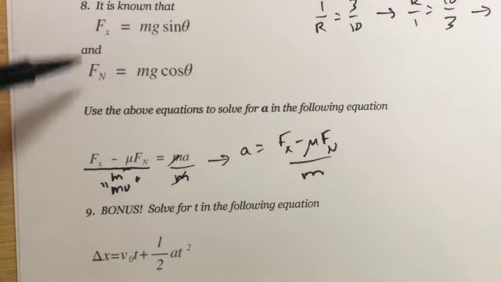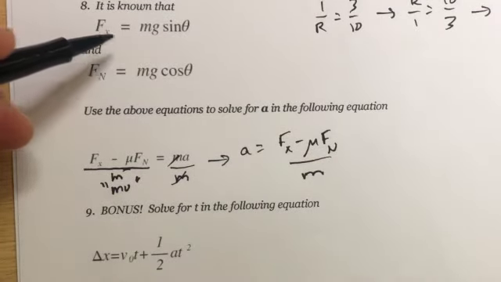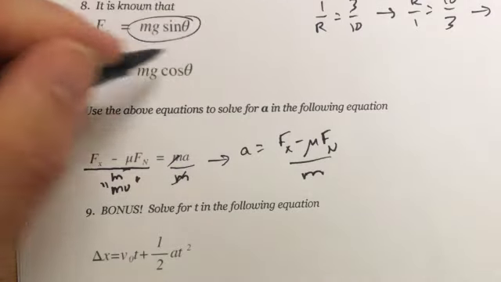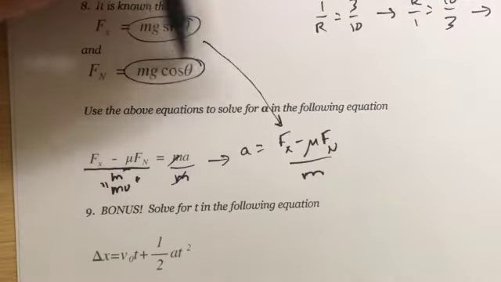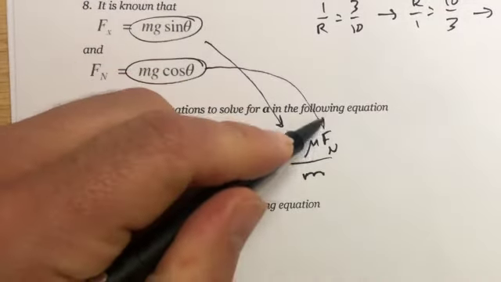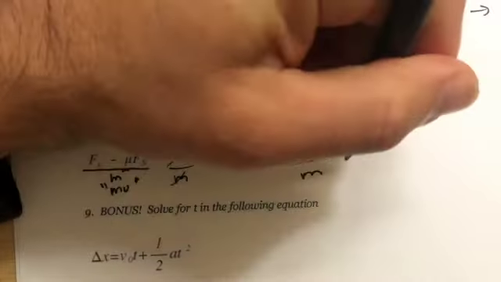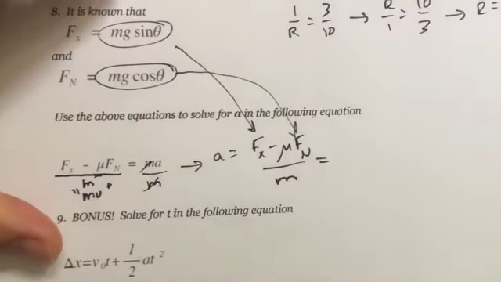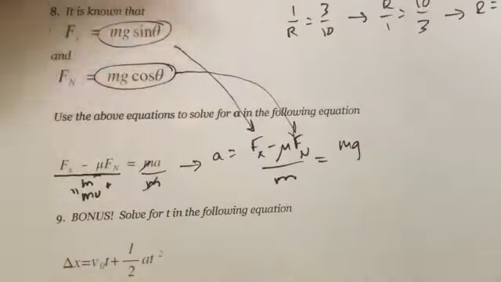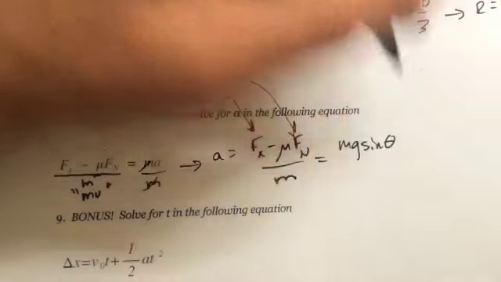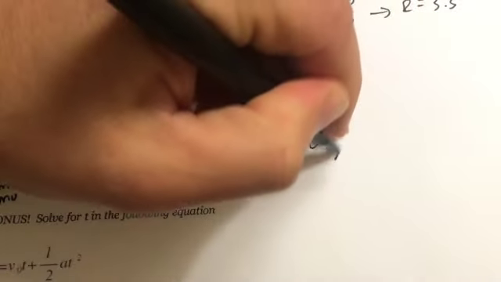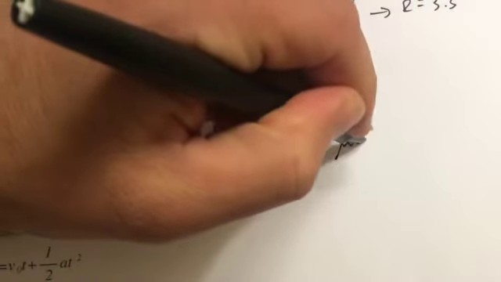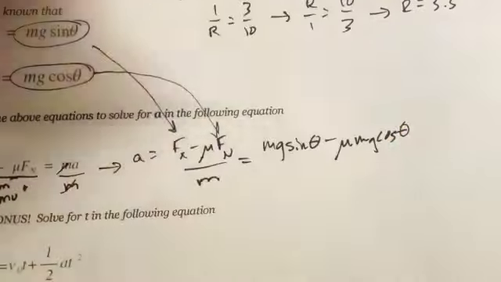But we know a few other things. We know what F sub x is, so I'm going to plug it in where F sub x is. And I know what F sub n is, and I'm going to plug that in for F sub n. So I'm going to rewrite that, expand the equation out, sort of unsimplifying things. And I get mg sine theta minus mu times mg cosine theta.